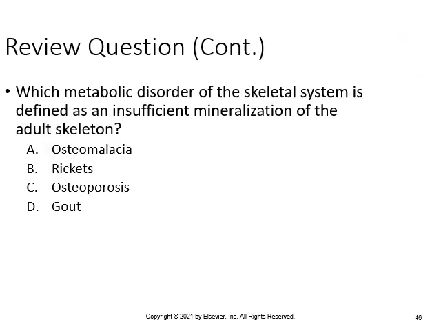And for our last review question, which metabolic disorder of the skeletal system is defined as an insufficient mineralization of the adult skeleton? We have two different types of pathologies here that can cause insufficient mineralization. One of them is rickets, one of them is osteomalacia, and the key word here is adult. We know that rickets affects children and osteomalacia affects adults, so our selection would be A.